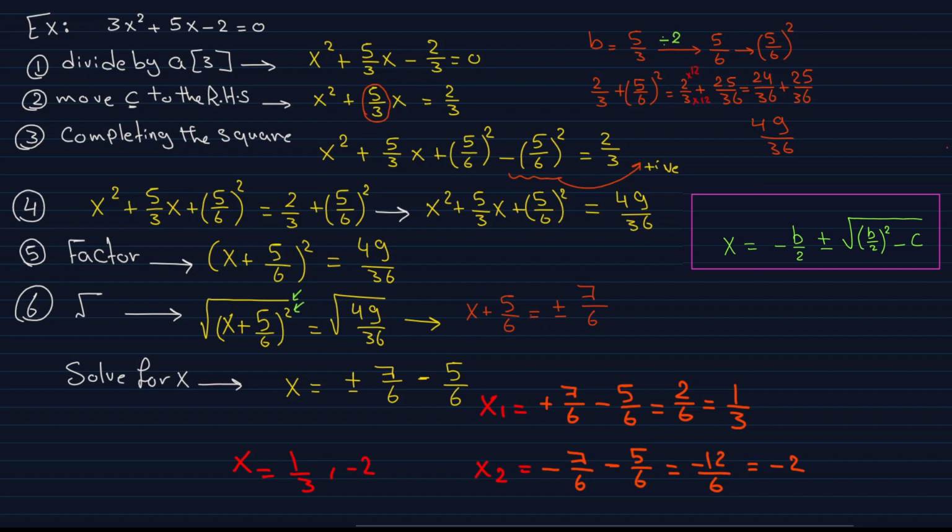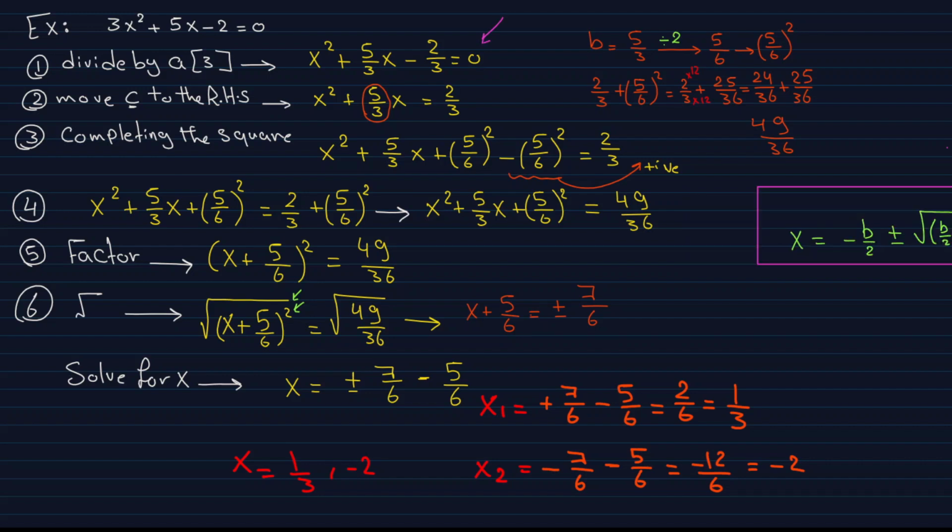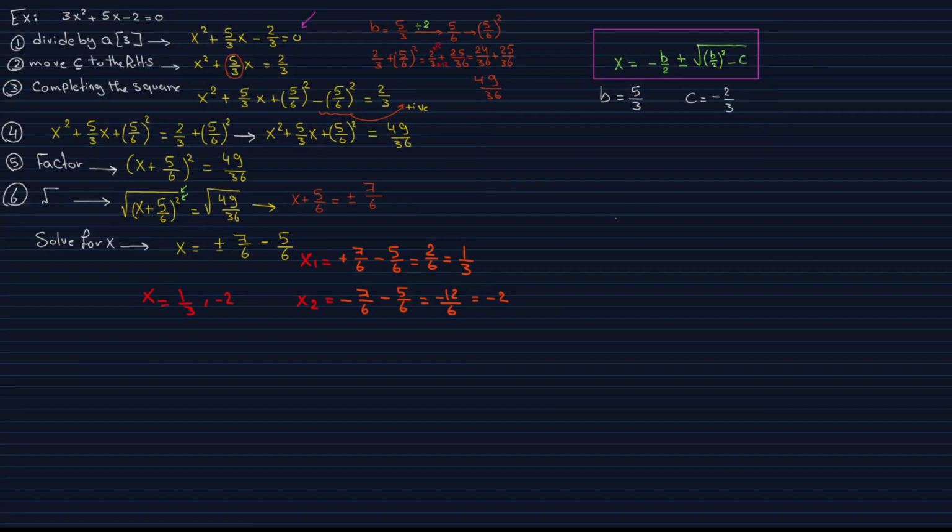Okay, so let's see. First, we're going to start with the equation, this one over here. So now from this part of this equation, we have b equal to 5 over 3 and c equal to negative 2 over 3. Now let's insert b and c in the equation and see if the result is matching.